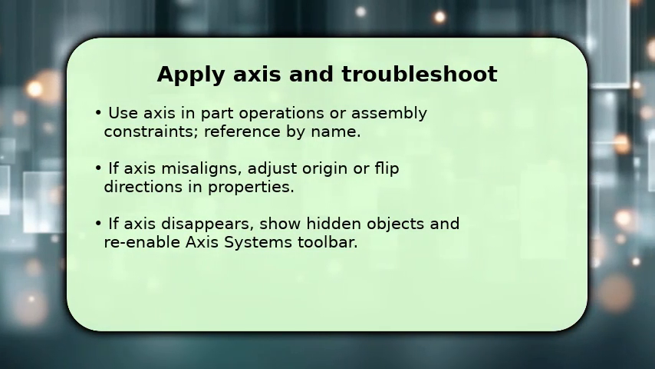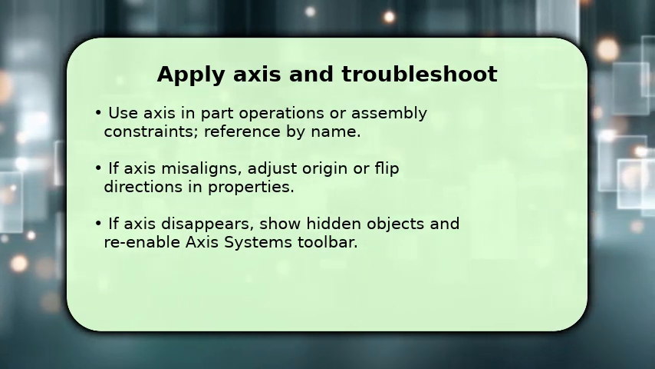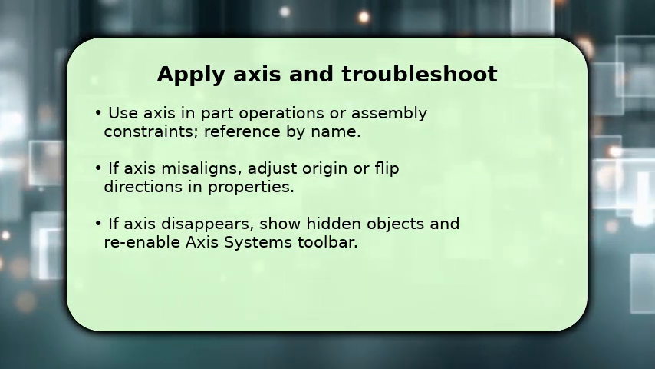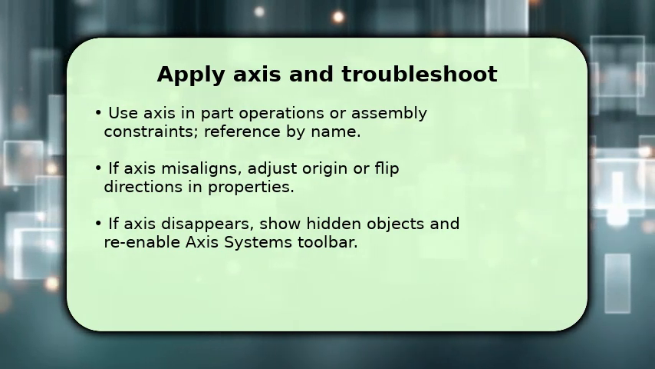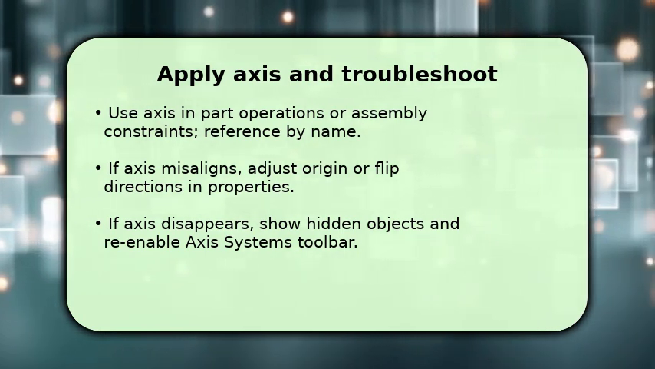Now use the new axis for sketches, rotations, or constraint placement by selecting it from the specification tree. If parts rotate the wrong way, open Axis Properties and flip the appropriate direction. This corrects sign or orientation errors.